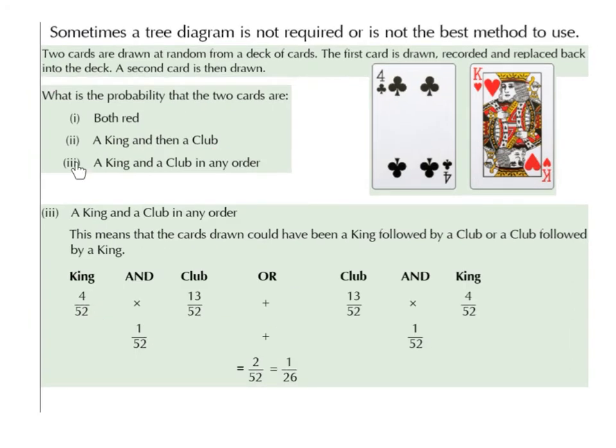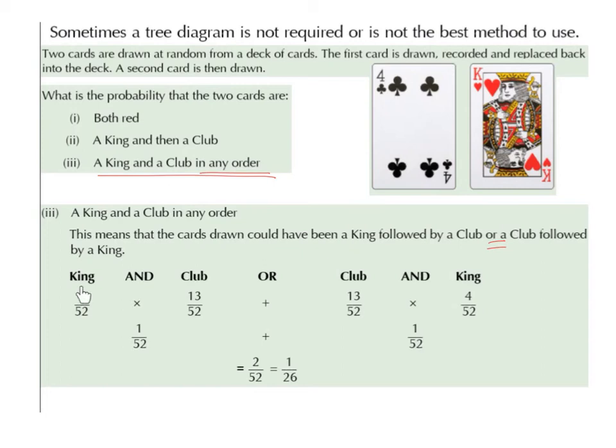So part 3, what's the probability of getting a king and a club in any order? So this means that the cards drawn could have been a king followed by a club, or a club followed by a king. So or is the key word here, and or means add in probability. So we're looking for the probability of a king and a club, or a club and a king. So remember, and means multiply, and or means add.